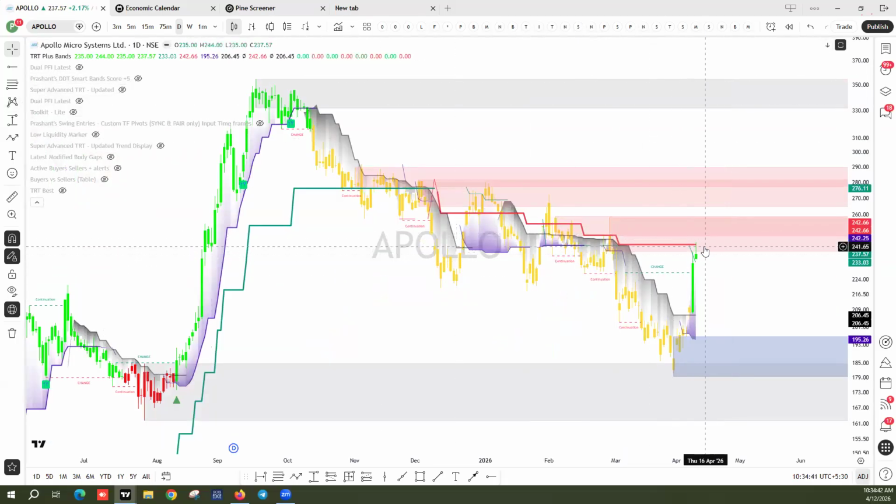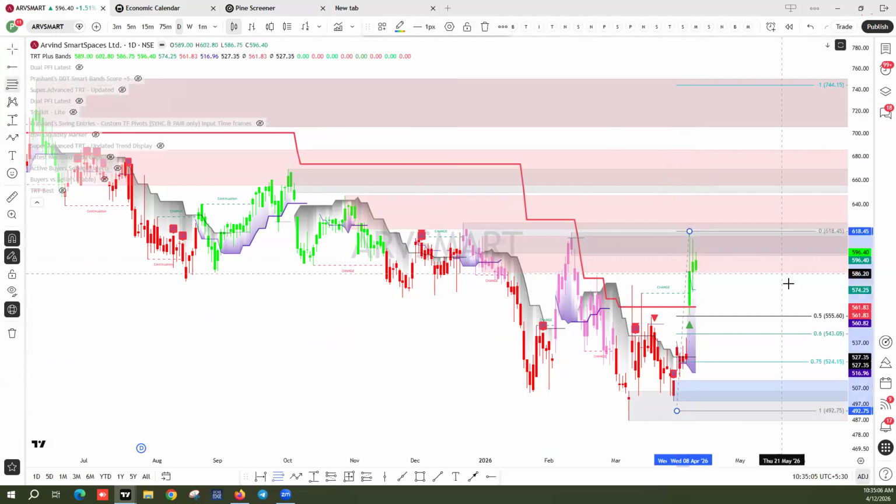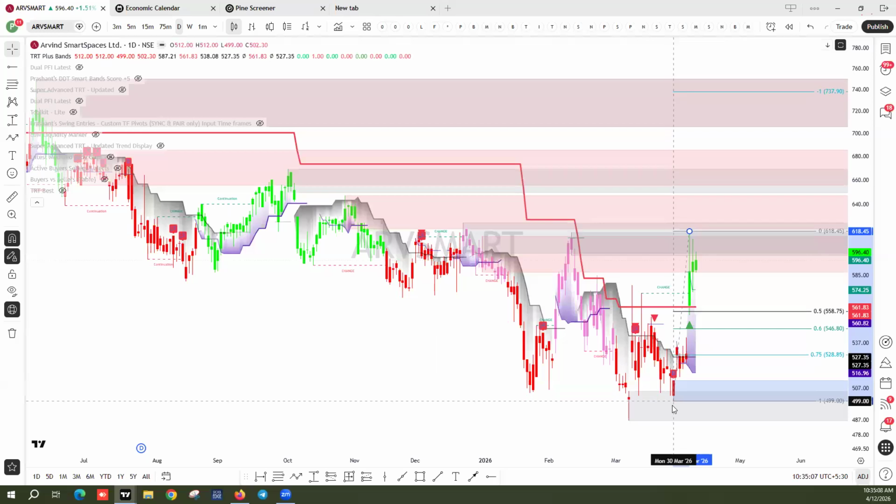Apollo Micro, it is below the bias band, so it can come down again, and then we'll check. So I want a retracement entry in this stock. Arvind Smart, it has closed above the band. The green bias band is also appearing, but I want a retracement in this. So where is my 75% retracement, 60% retracement? I will place an alert between 50 to 60%.